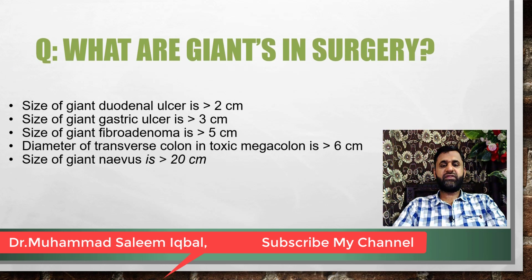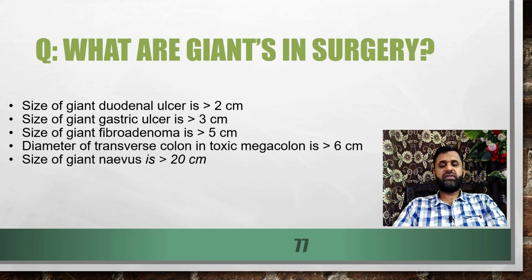What are joints in surgery? Size of giant duodenal ulcer is more than 2 cm. Size of giant gastric ulcer is more than 3 cm. Size of giant fibroadenoma is more than 5 cm. And diameter of transverse colon in toxic megacolon is more than 6 cm. And size of giant nevus is more than 20 cm.